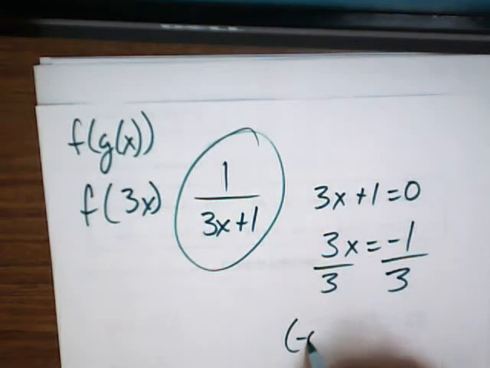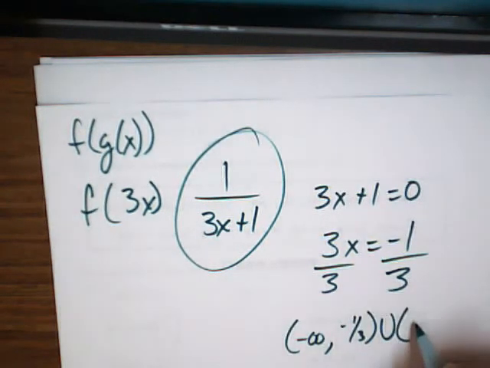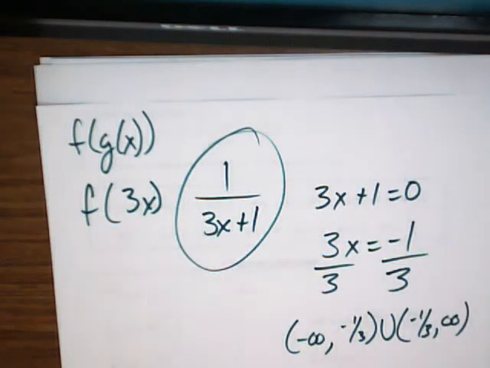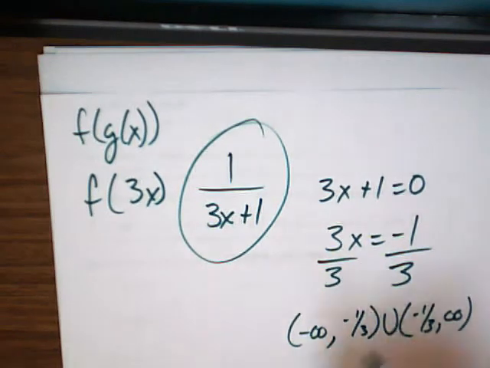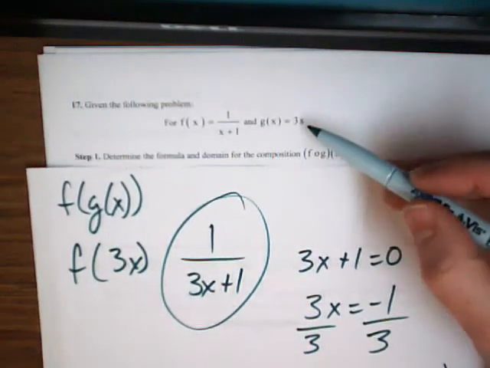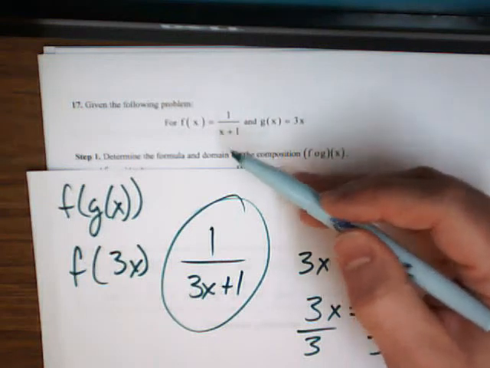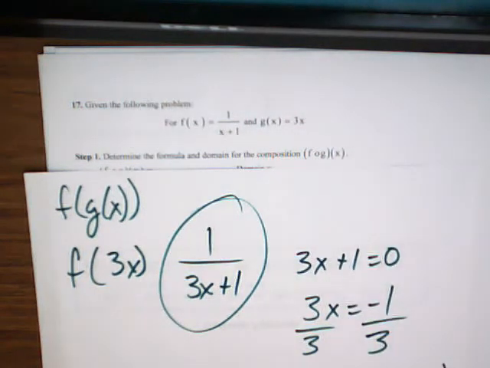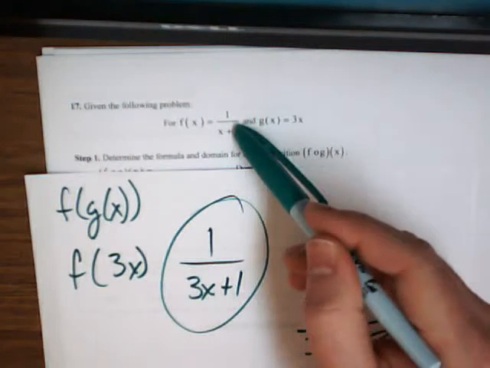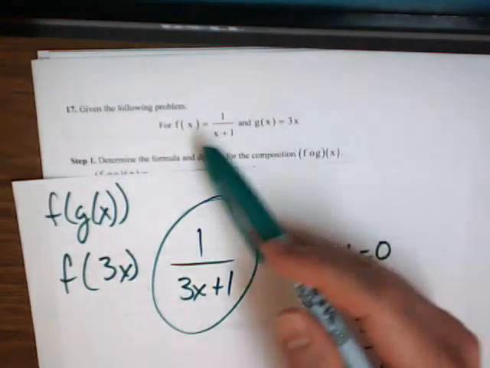So I guess negative infinity to -1/3, union it out as such. If I put -1/3 into g of x, I get -1. And when I plug -1 back into here, I get 0. So that's how you find the domain of these. You have to watch out individually.